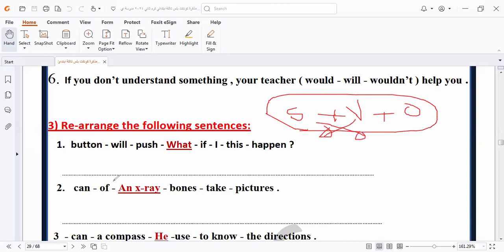Let's answer this question. If I push the button, what will happen? So the answer will be: what happens, what will happen if I push.